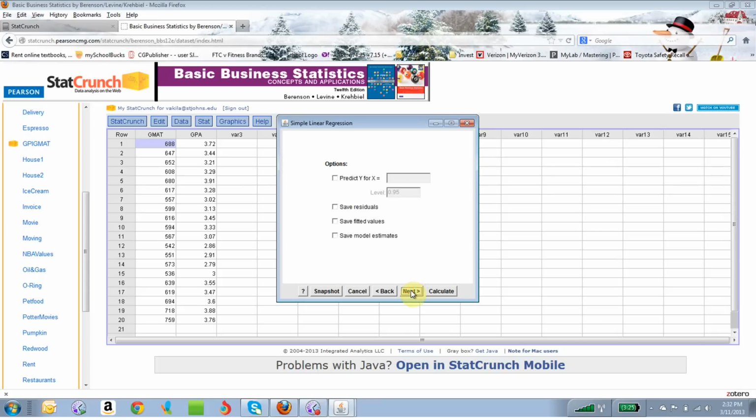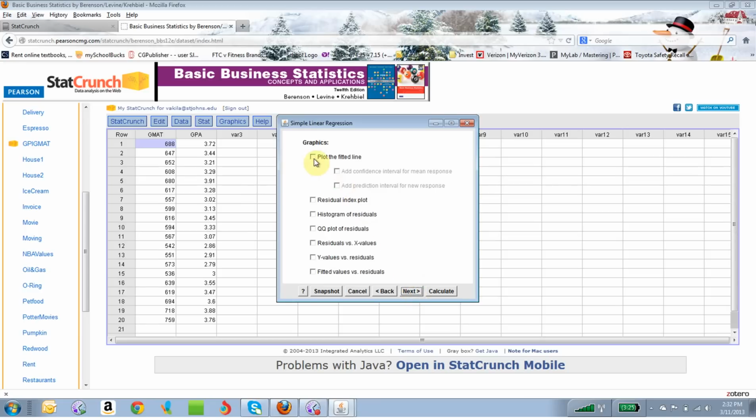Now, let me continue. It tells me, okay, I can predict y value for a given value of x. When I read the problem carefully, I find out in part C they're asking what happened when somebody got a GMAT score of 600. What happened to that person's GPA? I want to predict that. Furthermore, I think in other parts, let's say part G and H, they also need a confidence interval. So I'm going to put this information here. Furthermore, I ask for saving residual and saving fitted value, and I continue.